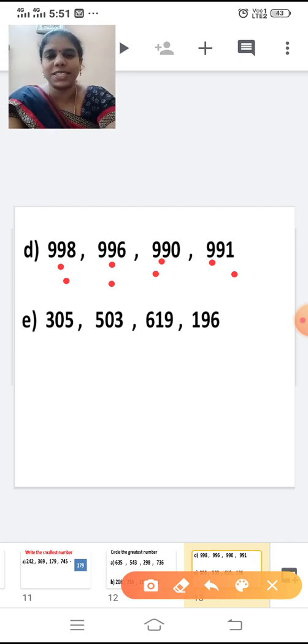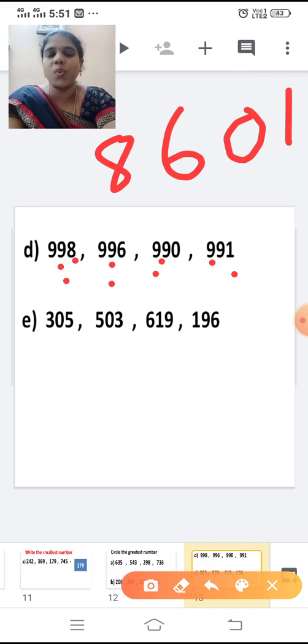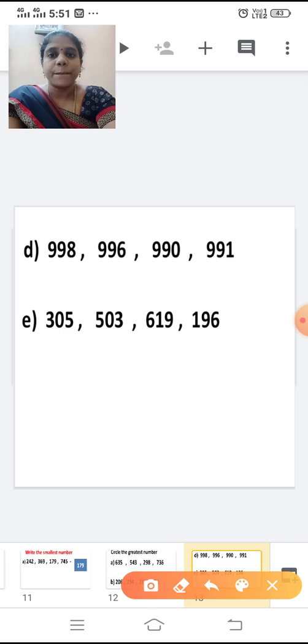Compare the ones place. In the first number we have 8 in the ones place. Second number we have 6. Third number we have 0 in the ones place. Last number 1. Now tell me which is greater in this? Yes, 8. So 998 is the greatest number. First we have to see the hundreds, then tens, then ones. So here we have 8, 6, 0, 1. 8 is greater. So 998 is the greatest number out of these 4.